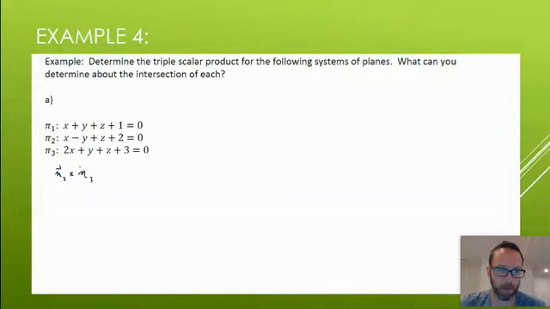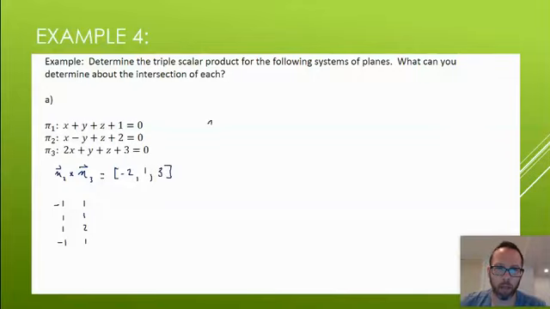I'll do that in the space down here. So N2, we do -1, 1, 1, -1. And then pulling off the normal for pi 3, it's 2, 1, 1. So that would be 1, 1, 2, 1. The cross product between those is -1 subtract 1, -2. 2 subtract 1 is 1. 1 subtract -2 is 3.